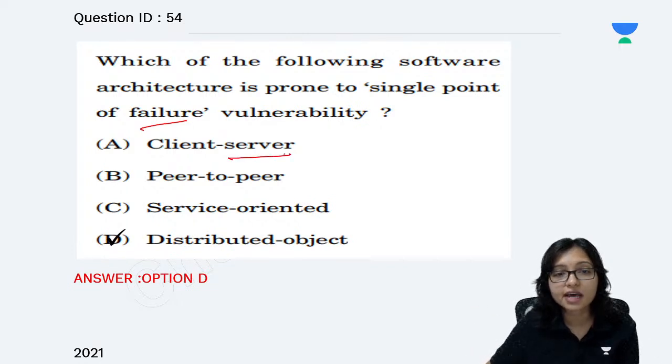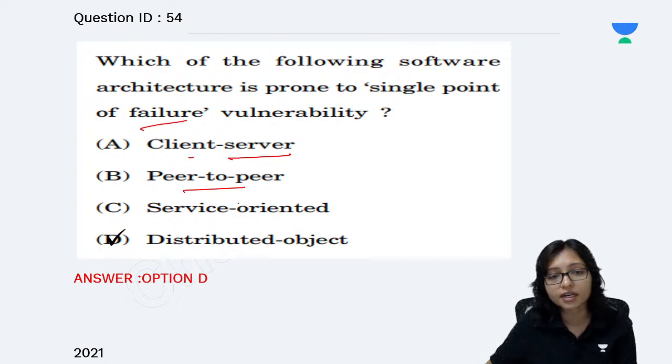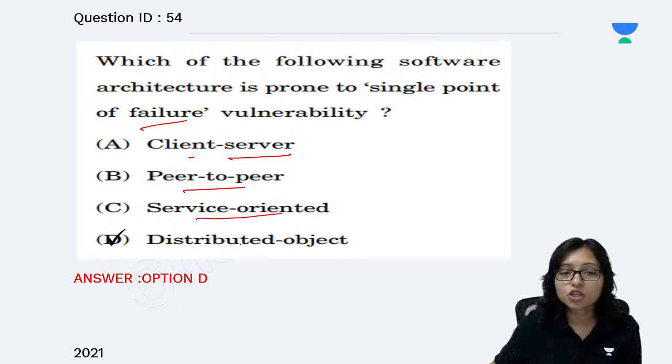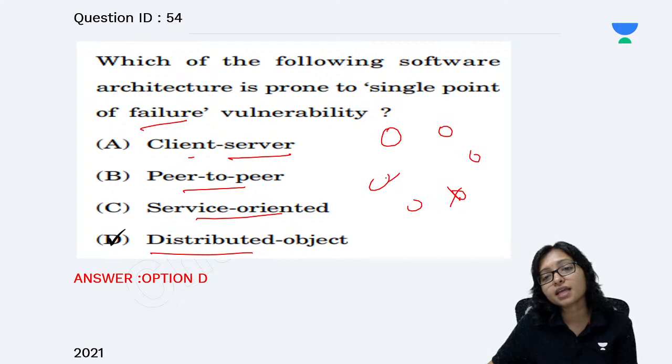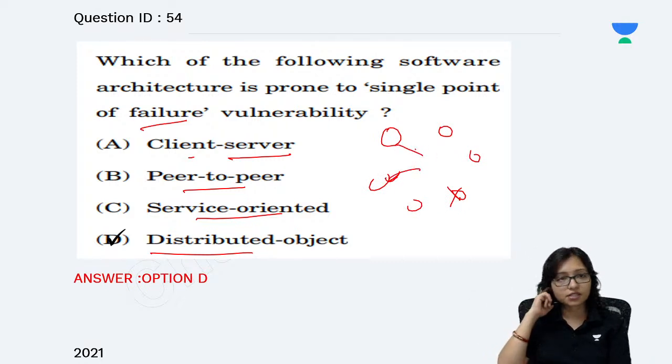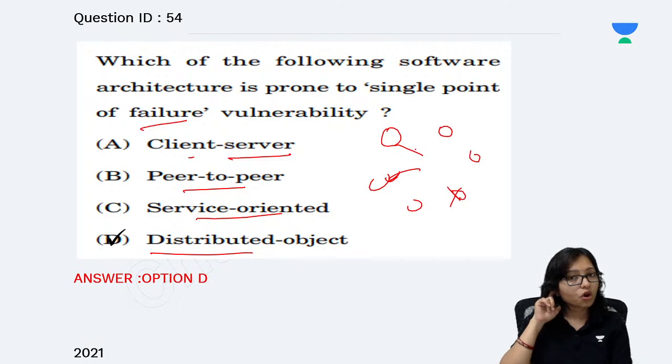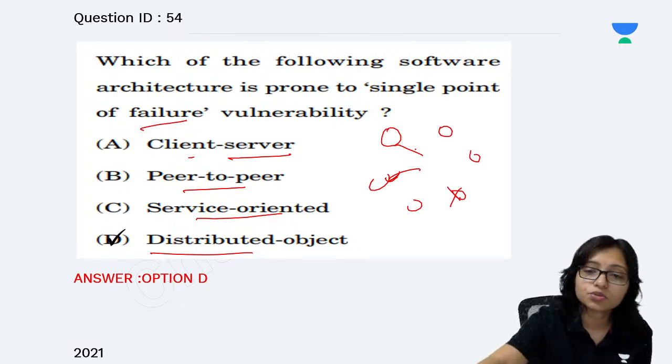So client server, if the client is not working, then peer to peer is also dependent. Service oriented is also dependent. But distributed, it is distributed. If one point is not working, then another point can work and do that purpose. So that's why prone to single point of failure vulnerability, this will be distributed object.